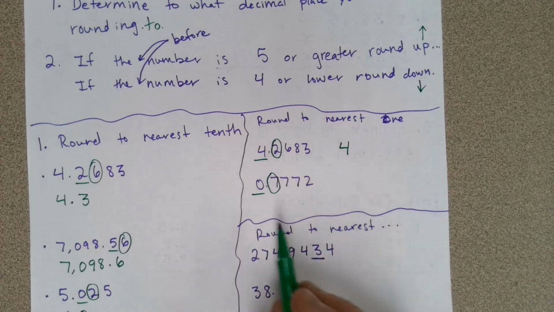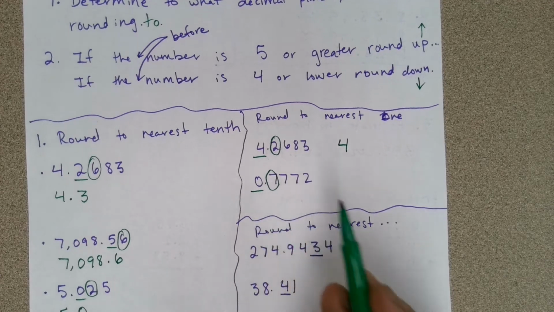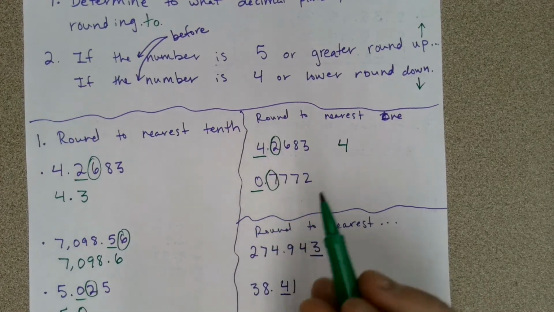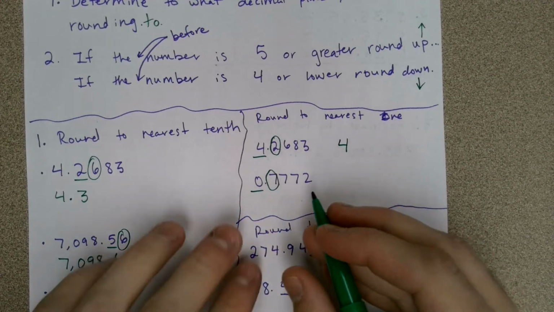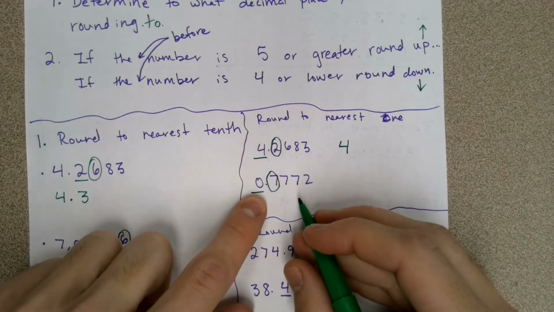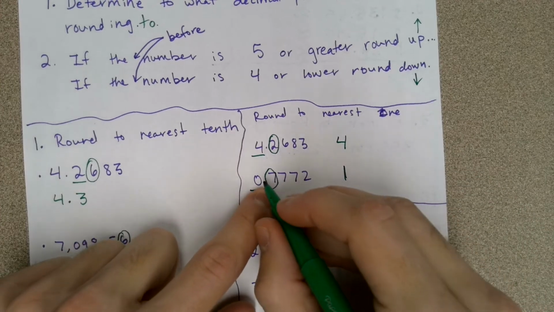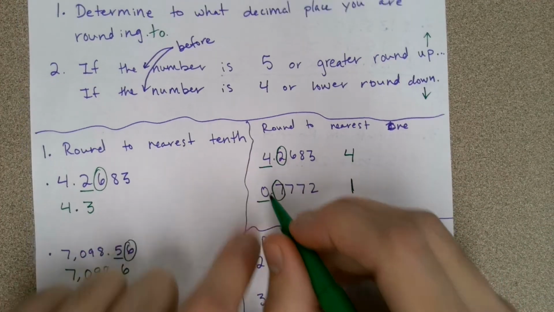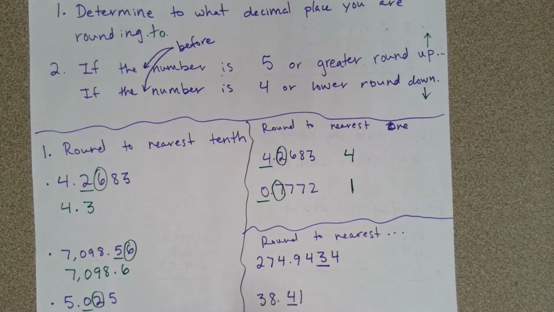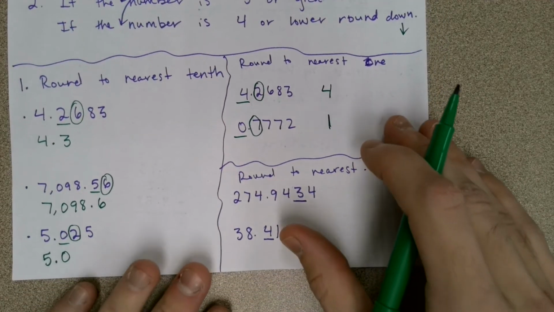Next one, take a look at this. We have 0.7772. 7 is greater than 5, so we're going to round up. What does this 0 become? Rounding up here. Becomes a 1. We move this up, puts that 0 up to a 1. Those would be your answers for those two. And 2 more examples here.